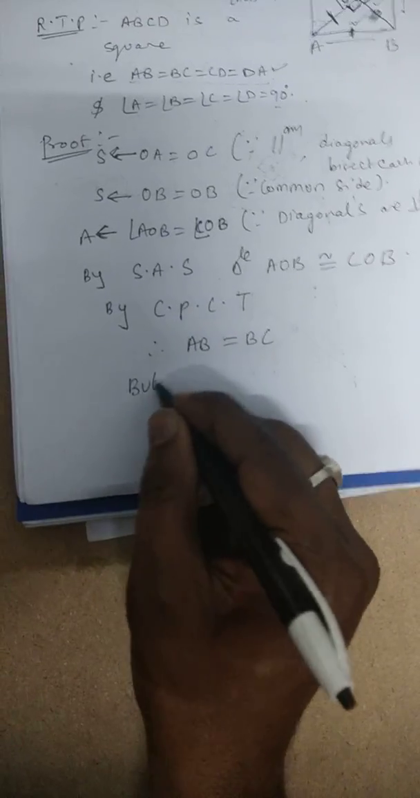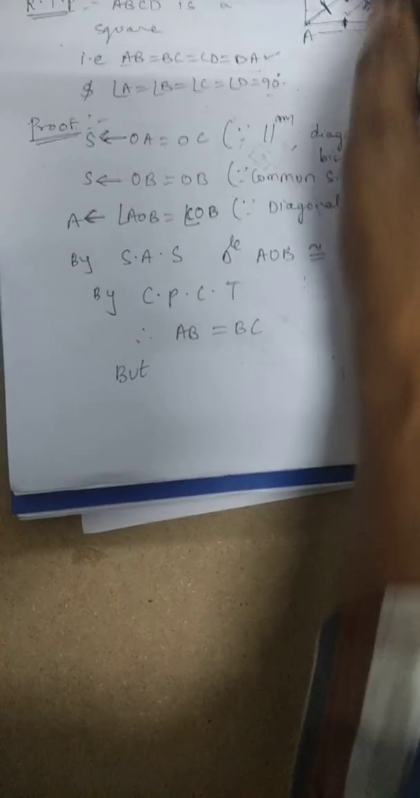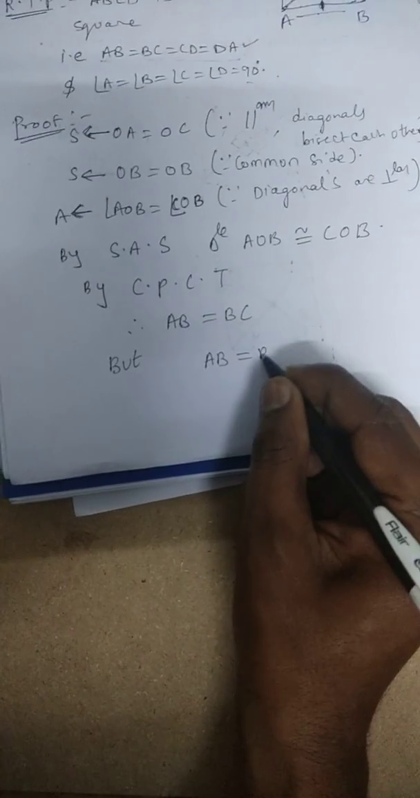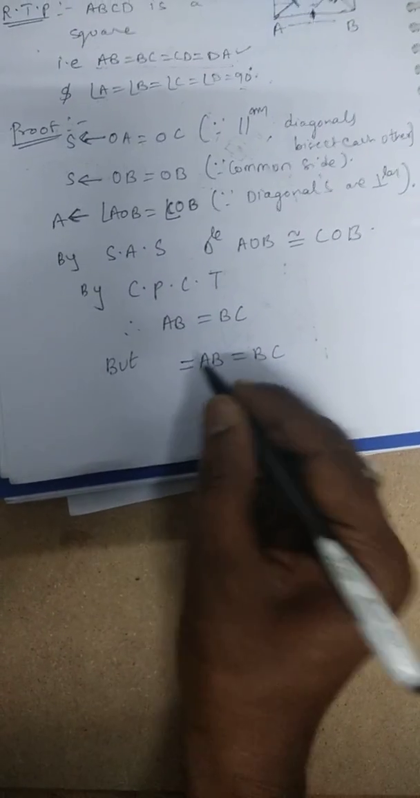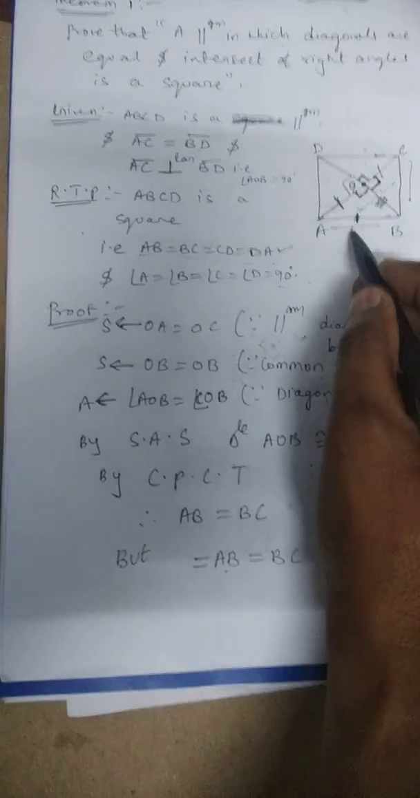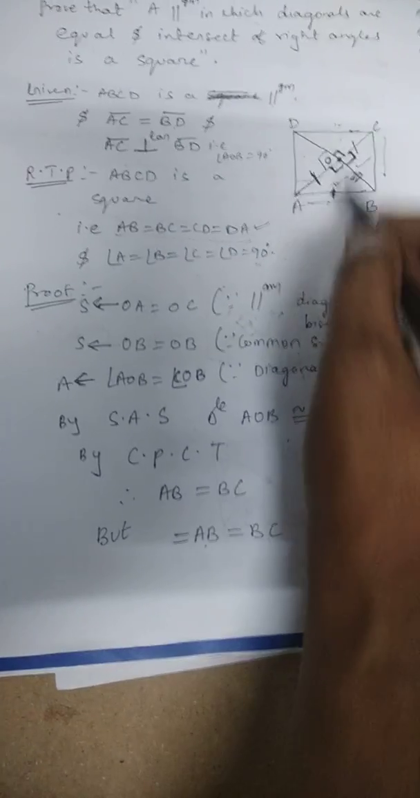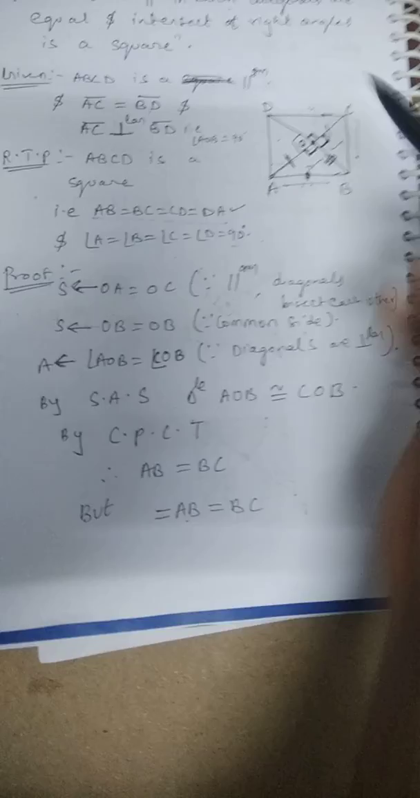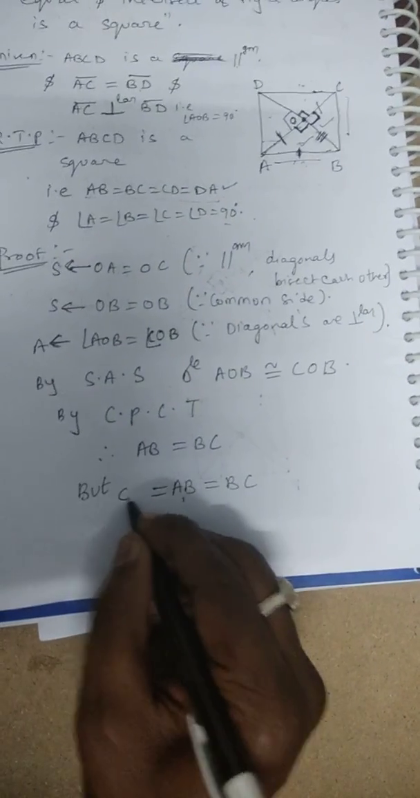But AB is equal to CD, because opposite sides of the parallelogram are always equal. He has given that ABCD is a parallelogram, so opposite sides are equal. This AB side is equal to CD side.